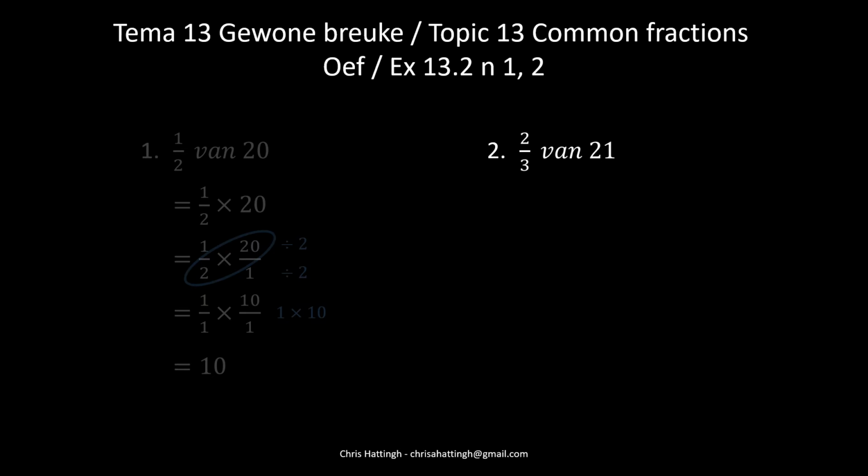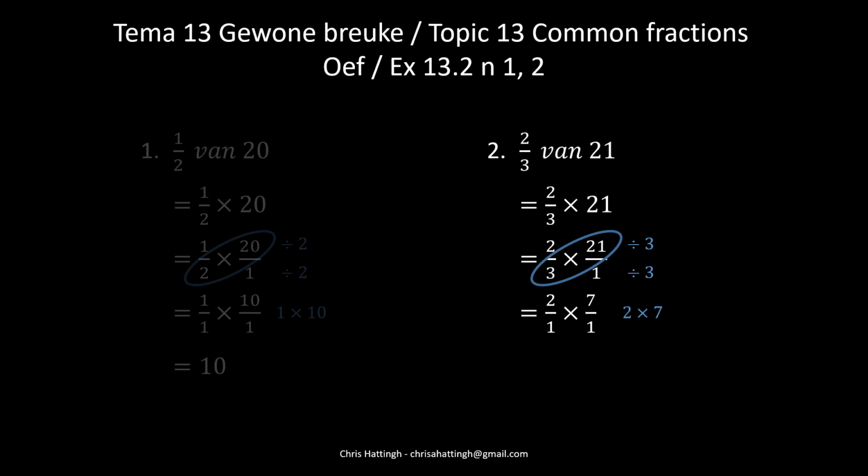Number 2, 2/3 of 21. So it's going to be 2/3 times 21, or 2 over 3 times 21 over 1. You can simplify by dividing by 3. So 21 divided by 3 gives you 7, and 3 divided by 3 gives you 1. So the next step you'll find is 2 over 1 times 7 over 1, or 2 times 7. That gives you 14.